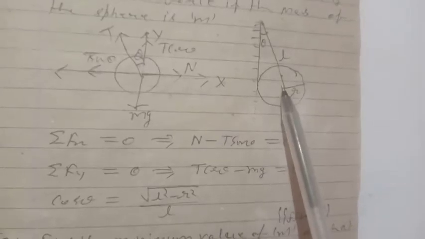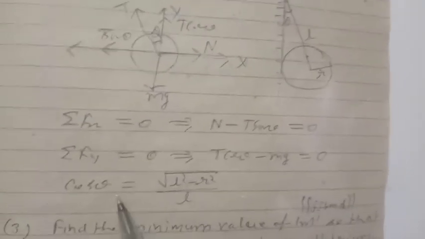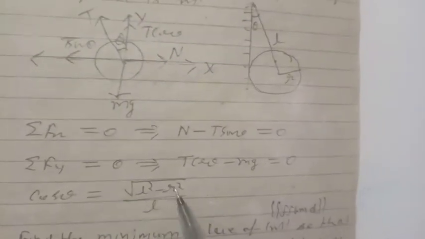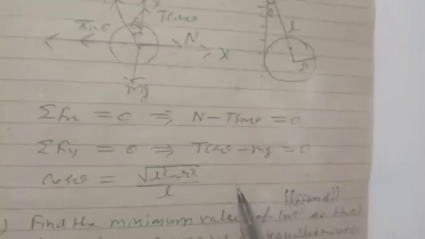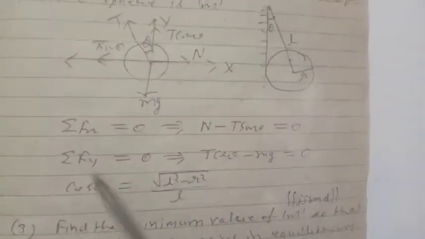And again from the geometry of the figure, this will be equal to the radius r, and this is the hypotenuse. We consider this as a right angle triangle, then cos theta will be under root L square minus r square divided by L. Then different calculations can be done.